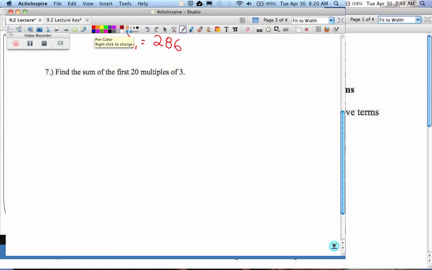Must be arithmetic. Find the sum of the first 20 multiples of 3. What's a multiple of 3? 3, 6, 9, 12, 15. Okay.